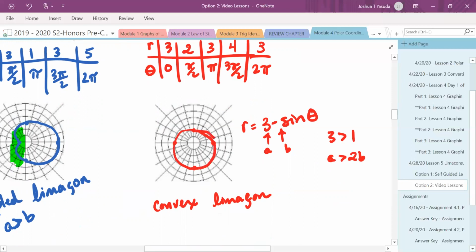I didn't do it very good. You kind of get this flat bottom. So essentially, as A becomes bigger and bigger than B, this idea of the dimpling gets flatter and flatter, if that makes sense. It kind of makes what looks like a circle, but it's not a circle because it's not centered. It actually is not a circle. So we call it a convex limacon.